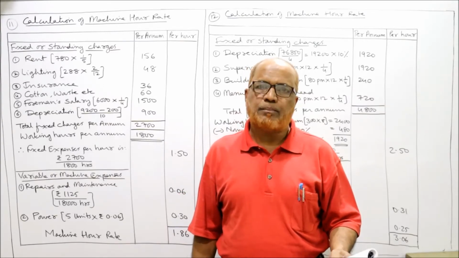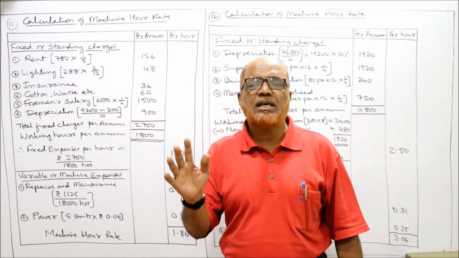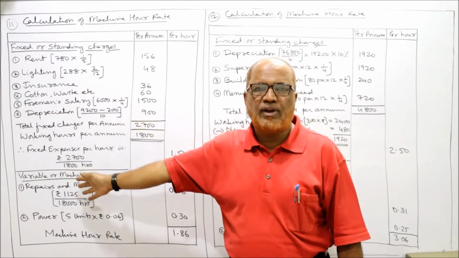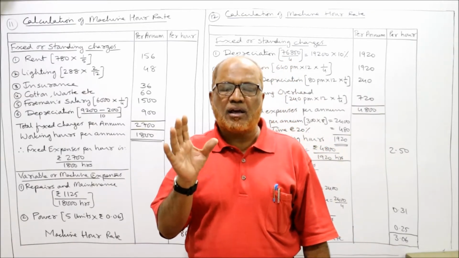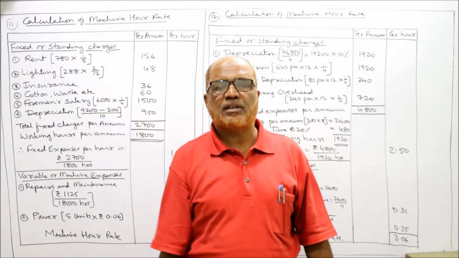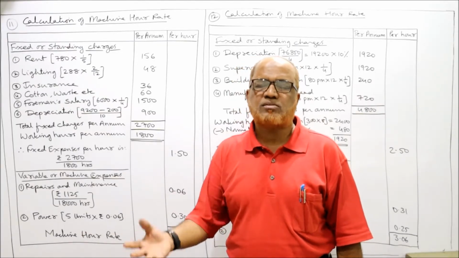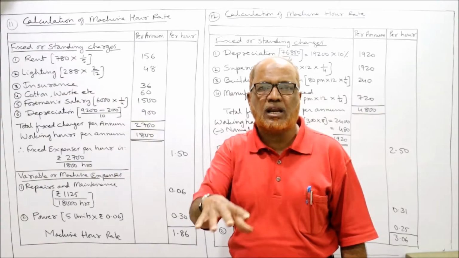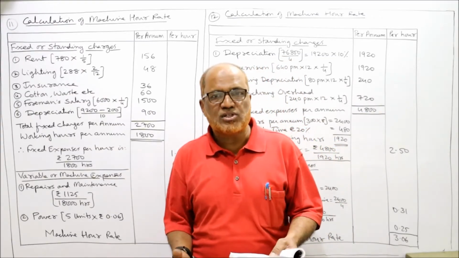So rent of the department. Actually, for calculating machine hour rate, we divide all expenditure into two categories: fixed or standing charges and variable or machine expenses. The fixed charges remain fixed irrespective of whether the machine is used or not, whereas variable or running expenses will be incurred only when the machine is running. That is the difference. Now we have to decide which is fixed and which is variable.